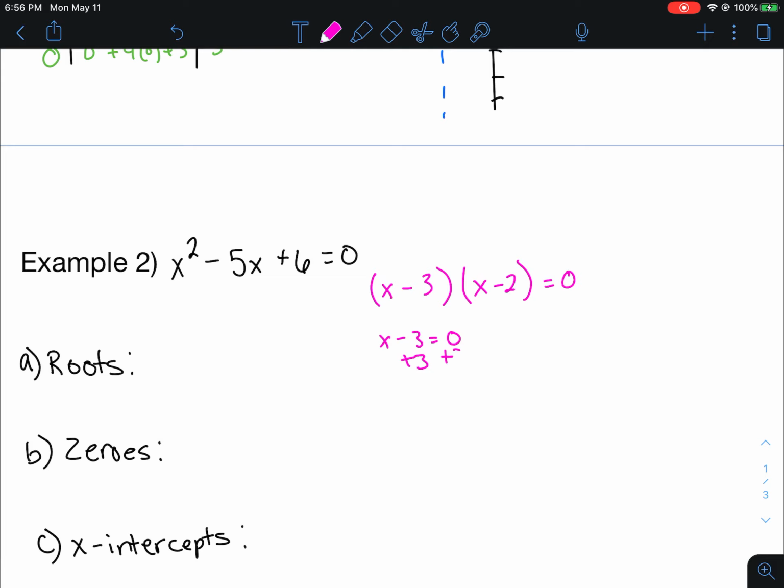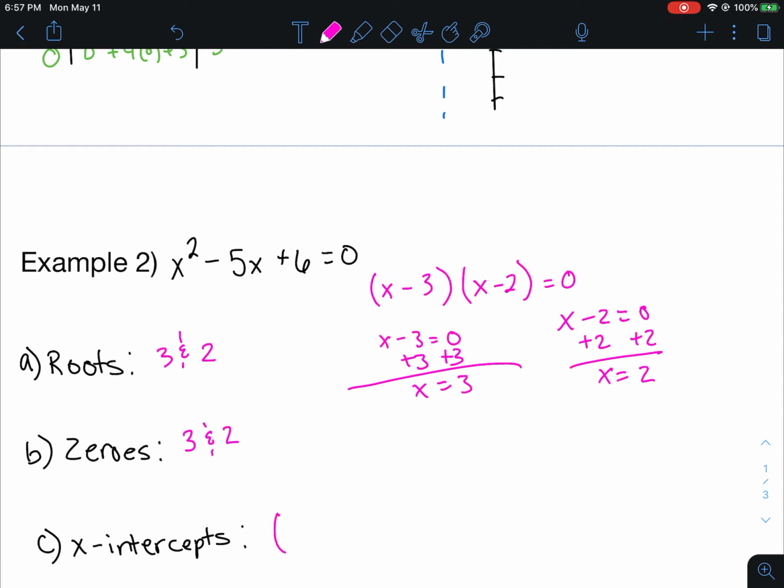So I end up getting x minus 3 equals 0. So I add 3 to both sides. And when I do that, I get x equals 3. When I solve this, I end up adding 2 to both sides, and I get x equals 2. So my roots are 3 and 2. My zeros are 3 and 2. And remember, for my x-intercepts, I need to write it as (3, 0) and I need to write it as (2, 0).